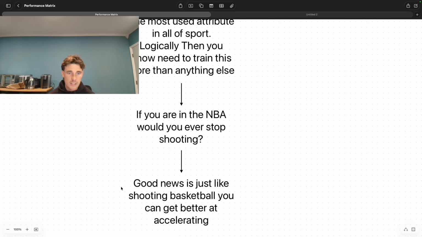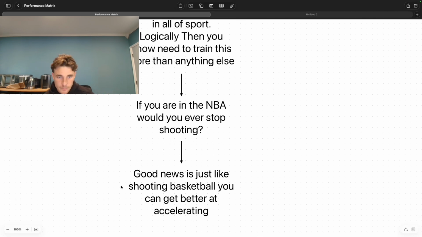An easy way to think about this is if you are in the NBA, would you ever stop practicing shooting? Would you just one day go, I'm good enough at shooting? Heck no. So the same thing goes for acceleration. If I want to be a good sports player, I want to be a good athlete, acceleration should be the thing I do all year round as often as possible, trying to max out that attribute. That's all I would do. Positive change of rate of speed 3 times a week. I should be accelerating at least 3 times a week. Specifically, that's 0 to 10 yards.